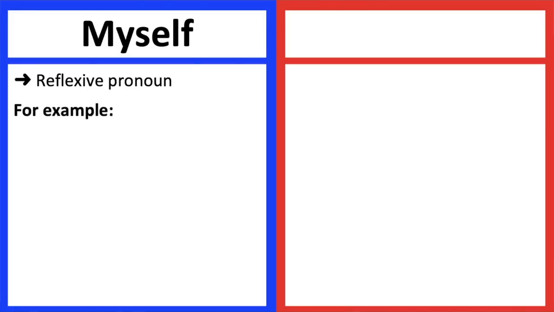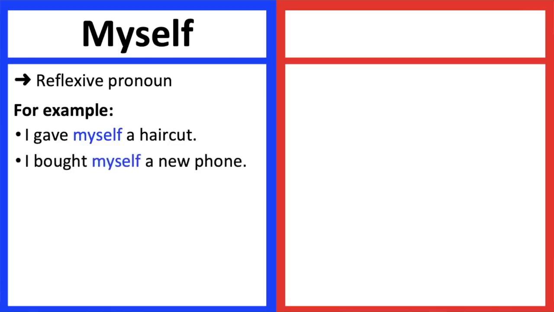For example, I gave myself a haircut. So here I'm saying that I cut my own hair. So I'm the doer of the action and I'm also the receiver of the action. Another example is, I bought myself a new phone.